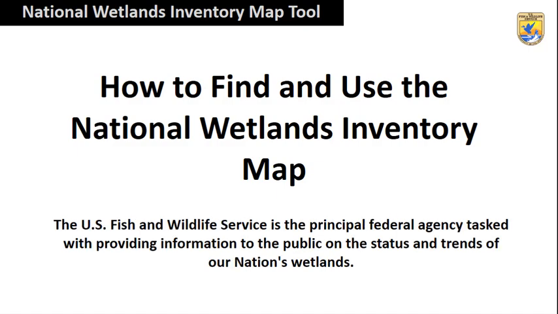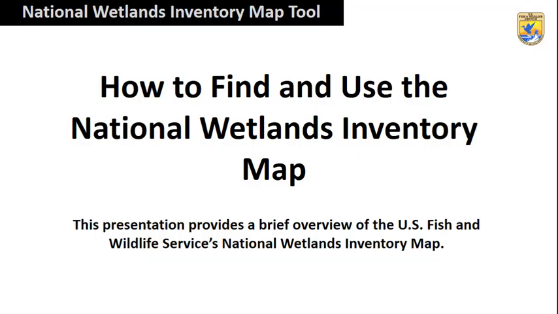The U.S. Fish and Wildlife Service is the principal federal agency tasked with providing information to the public on the status and trends of our nation's wetlands. This presentation provides a brief overview of the U.S. Fish and Wildlife Service's National Wetlands Inventory Map.